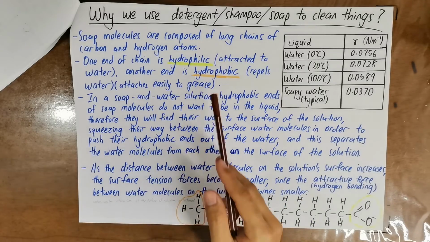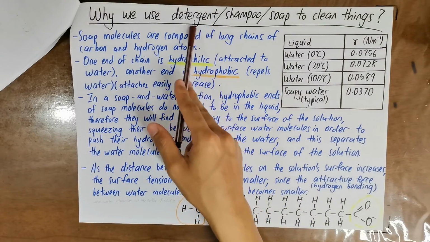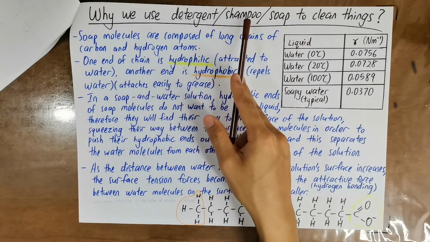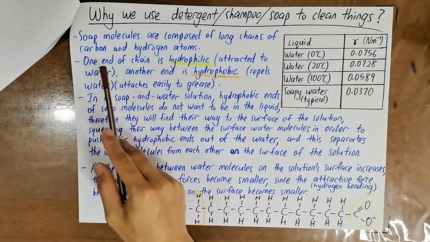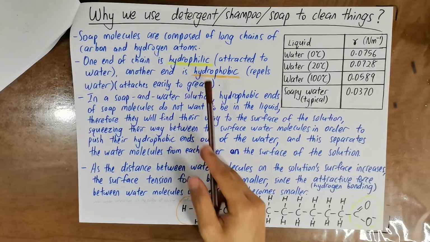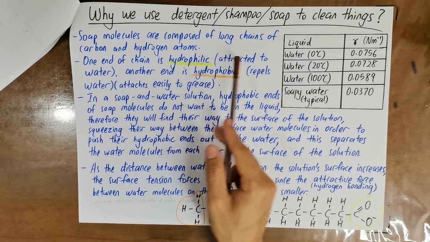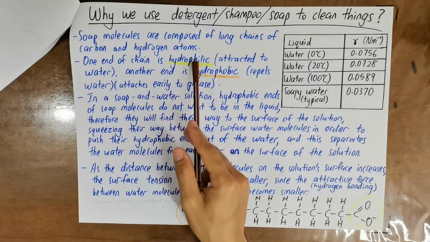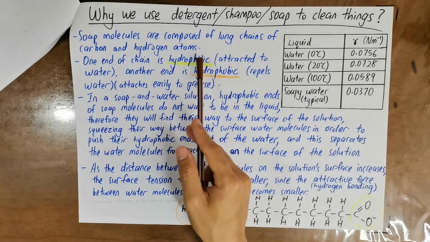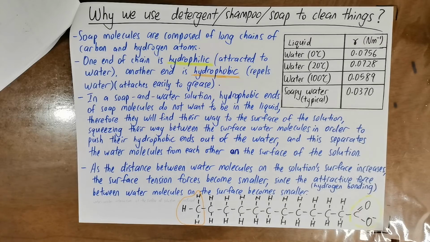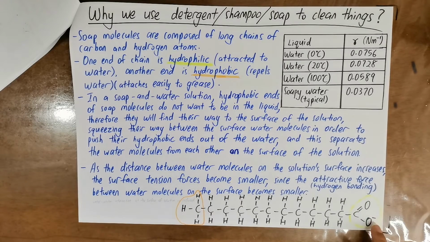Okay, and then you have to remember that when we take a look at the molecules of the detergent or the shampoo or soap, one end of the chain is hydrophilic. What we mean by hydrophilic is that the end will be attracted to water because this end is a polar end. For example, the oxygen atom here has a partial negative charge, so you know that this is polar. So it can attract polar molecules like water molecules.